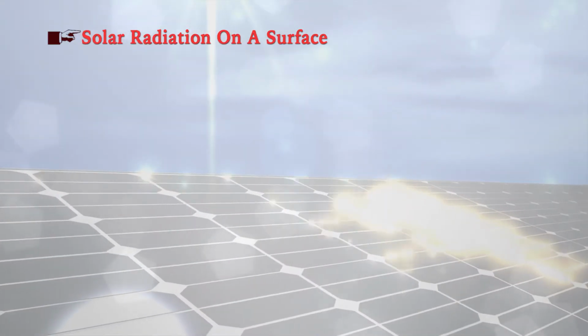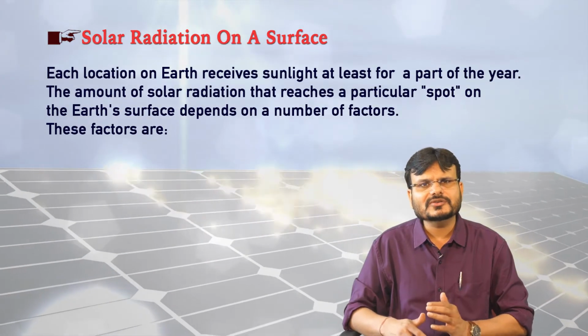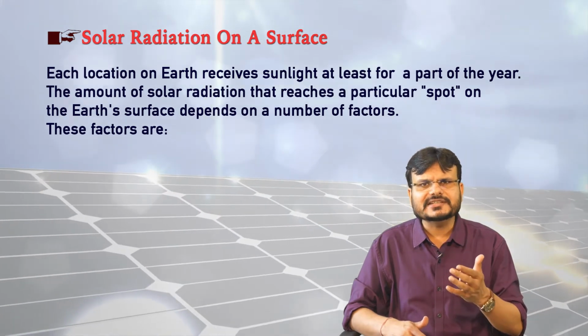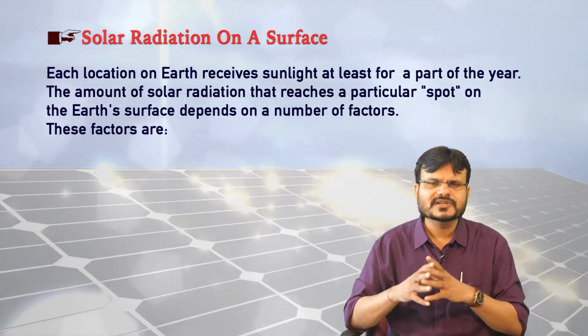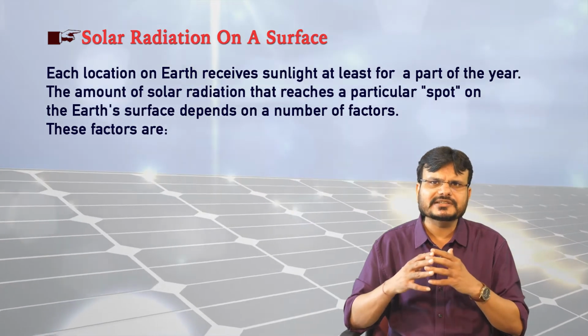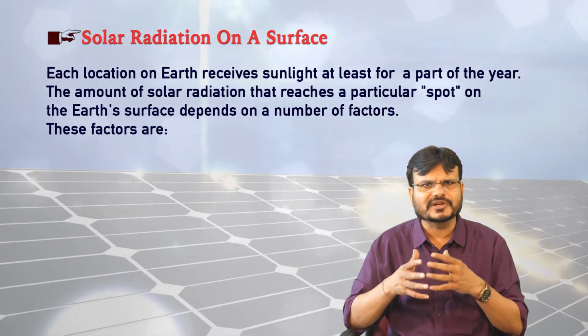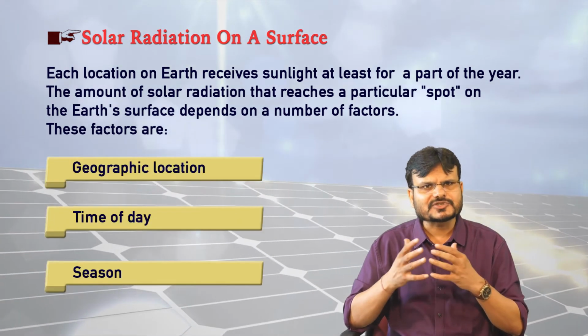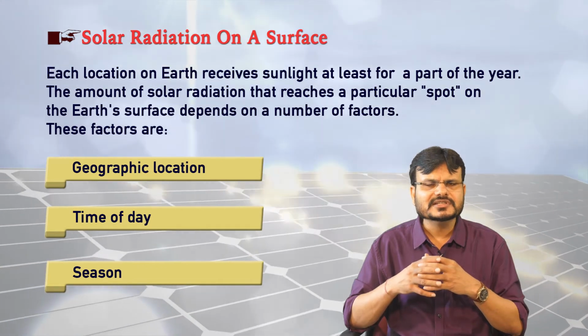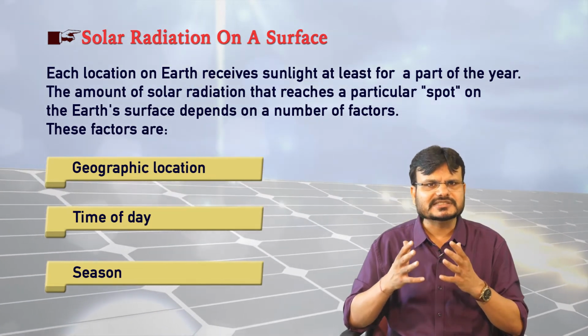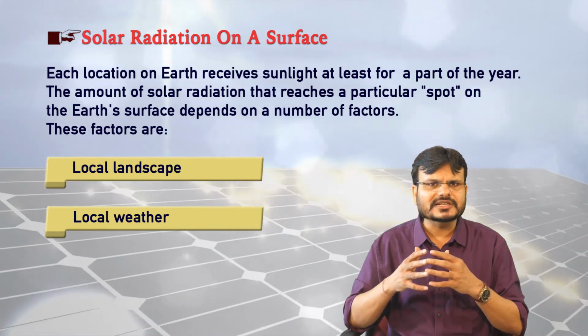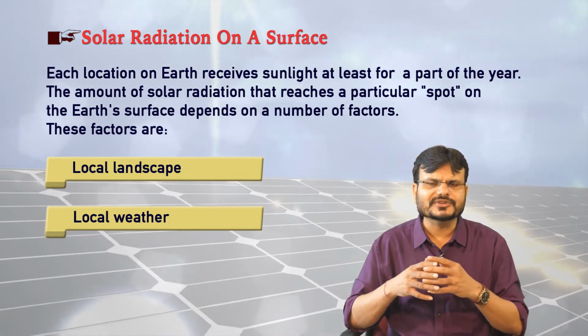Now we have to see solar radiation on a surface. So first of all, we have to understand what is the basic principle of solar radiation on a surface. Each location on Earth receives sunlight at least for a part of the year. The amount of solar radiation that reaches a particular spot on the Earth's surface depends on a number of factors, and these factors are: first one is geographic location, second one is time of the day, third is season, fourth one is local landscape, and fifth one is local weather.